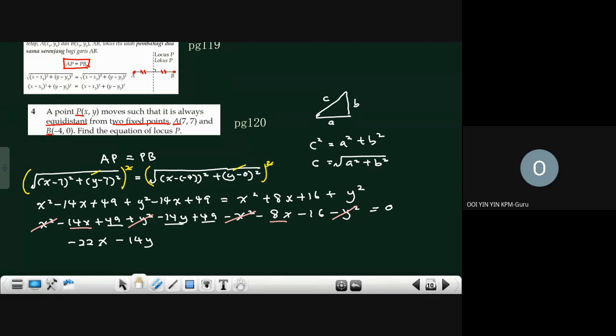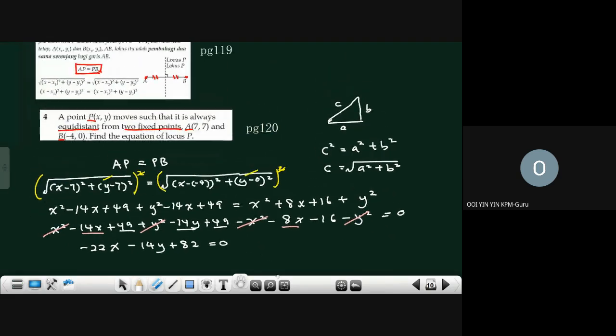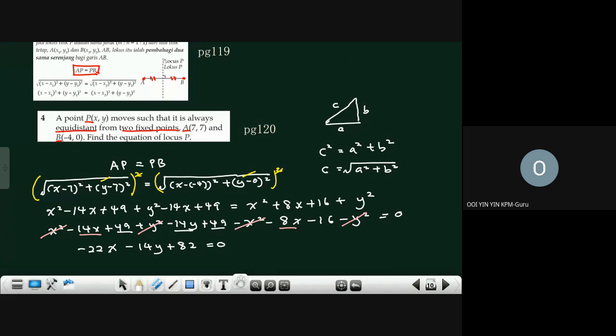98 minus 16 gives you 82, equals 0. Now you see that in this equation there is no x squared. You only have x and y with power 1. So this is a linear equation, which means this is a straight line. So you know that your locus, as I told you just now, is a straight line, the perpendicular bisector.